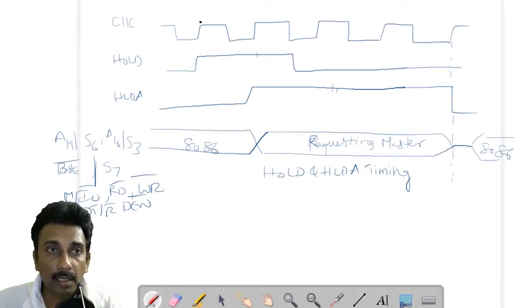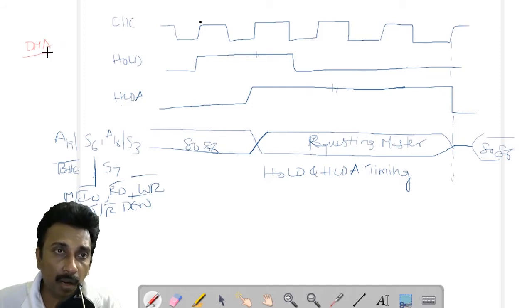Let us have a look at this clock signal comprised of a sequence of pulses, HOLD and HLDA. Why are we using HOLD and HLDA? Direct memory access is one of the techniques we are using. In the coming classes we will see elaborately what DMA is and all that.